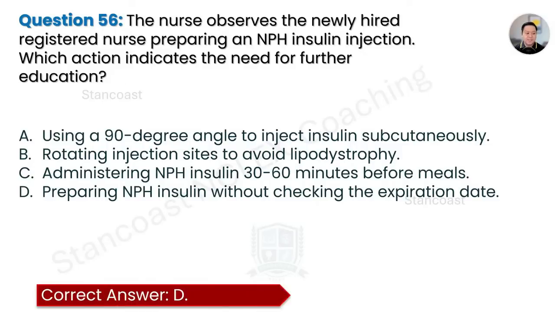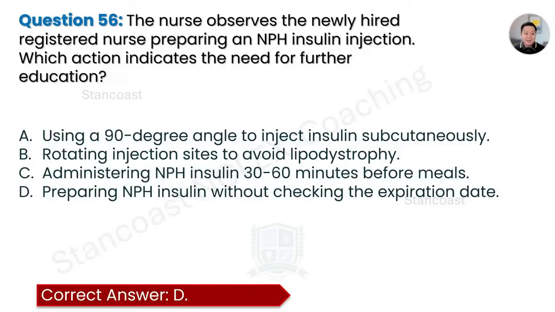The answer is letter D, because this action isn't safe and expired insulin can lose potency, leading to poor glycemic control. So what you are tasked to do here is to focus on safety practices and also recognize that checking medication expiration dates is a universal nursing responsibility to ensure efficacy and patient safety.